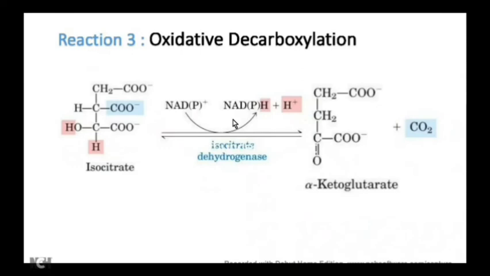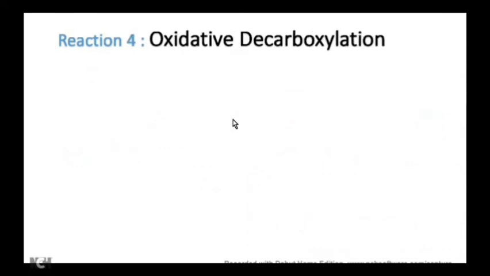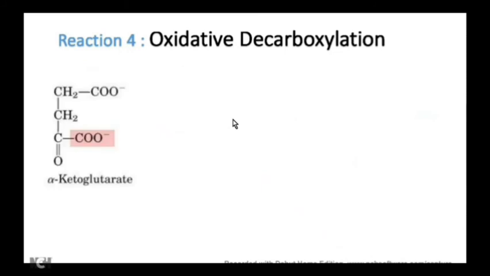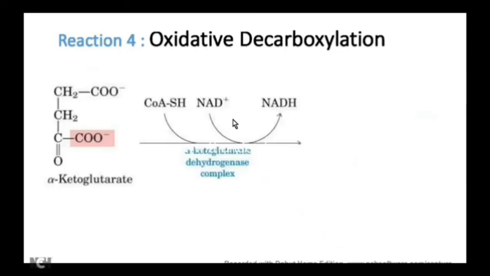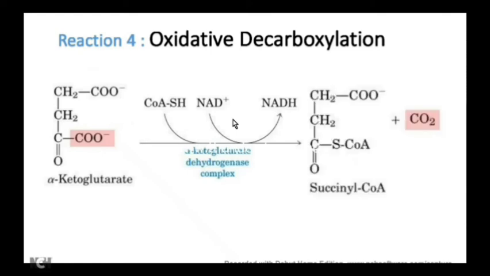We go to the fourth reaction. It's also oxidative decarboxylation. So that's alpha-ketoglutarate. Coenzyme A is being added and NAD is being reduced. The enzyme is the alpha-ketoglutarate dehydrogenase complex. And what is produced is succinyl-CoA plus carbon dioxide. So that's the fourth reaction.